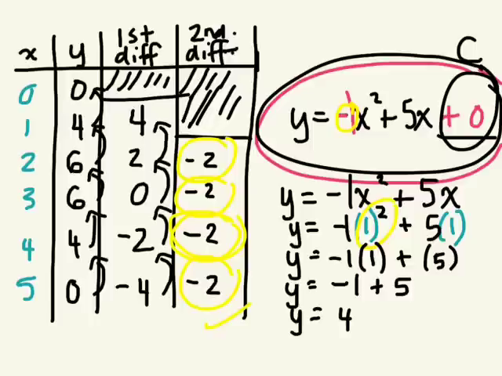Looking at our equation and looking at the second differences, how will this parabola open? It's going to open down. Okay, we're going to graph it now. These are our coordinates, okay? The first point is located at 0, 0, then 1, 4, 2, 6, 3, 6, 4, 4, and 5, 0. We have 6 points to plot on the graph.